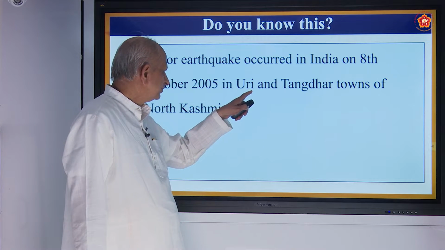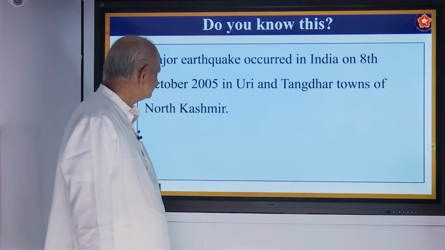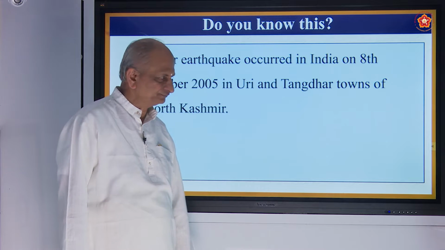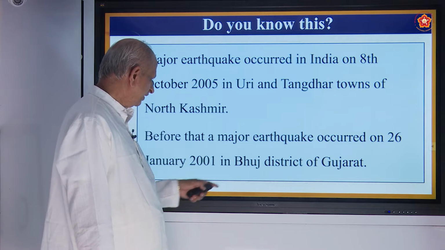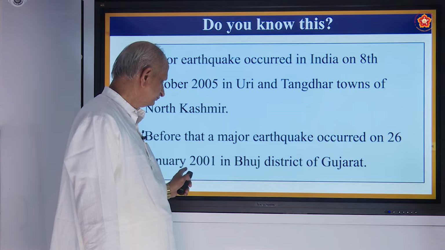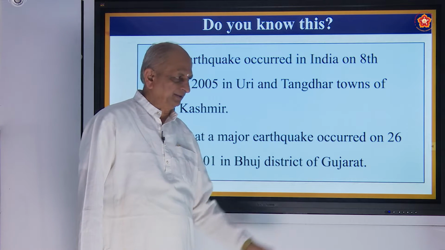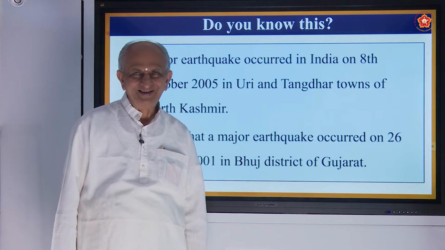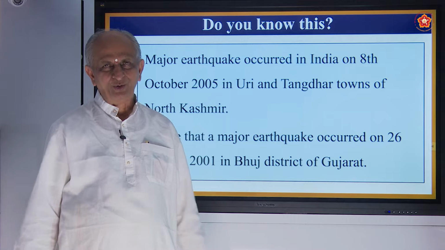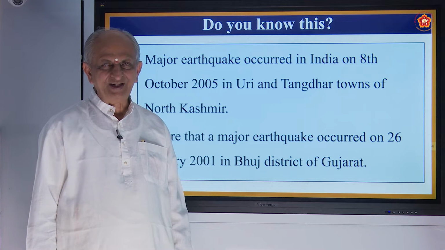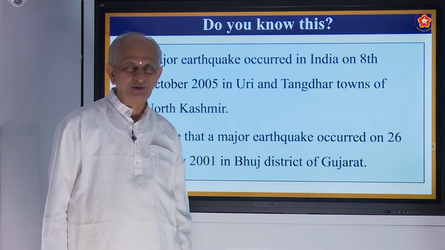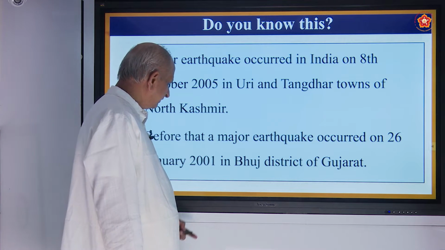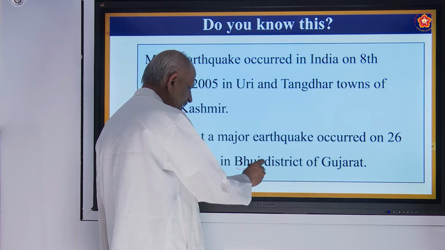So in the towns of Uri and Tangdhar, there was a huge earthquake in 2005. Also in Gujarat, on 26th January 2001. Why is 26th January famous? It is called Republic Day. Thousands of students were standing on the streets and the grounds of the schools. Suddenly the earthquake took place in Bhuj district.